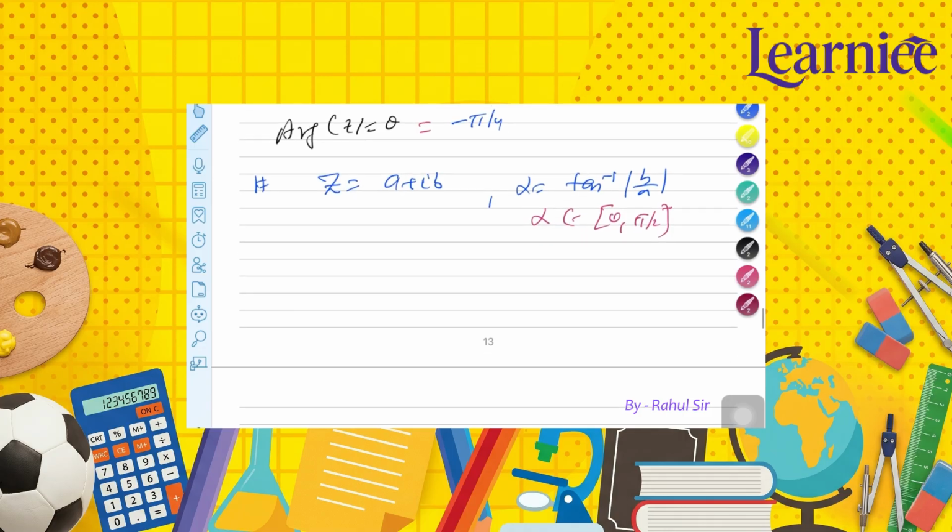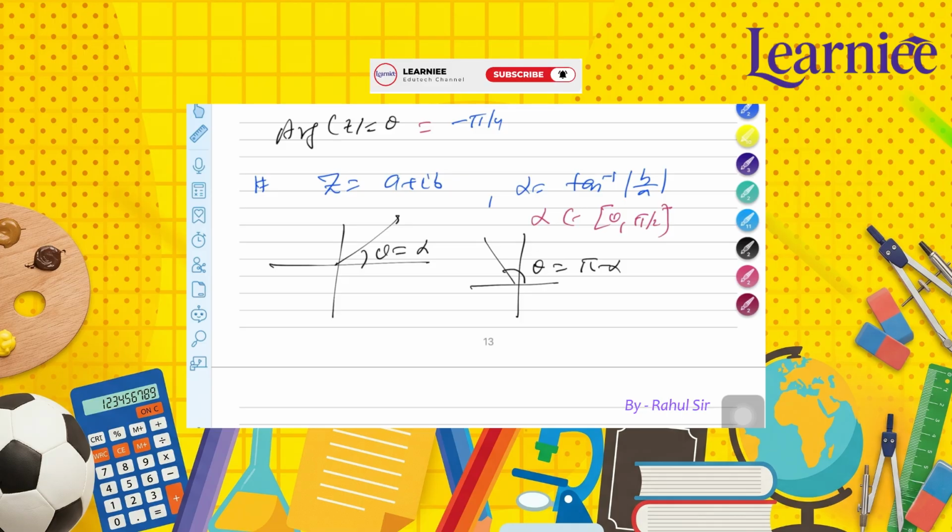Now depending on which quadrant the complex number lies in: if the complex number lies in the first quadrant, then theta is alpha, straight up. The principal argument is alpha. But if it lies in the third quadrant, in that case theta is pi minus alpha. Why? Because we discussed that alpha lies in this one.